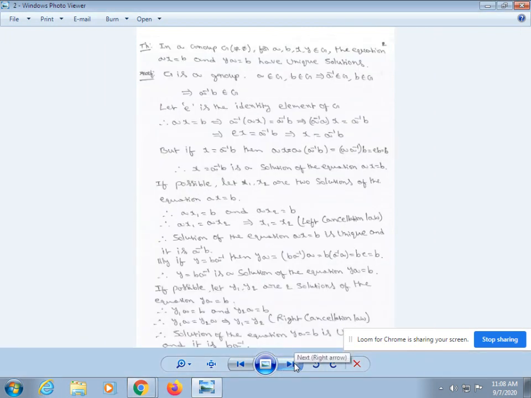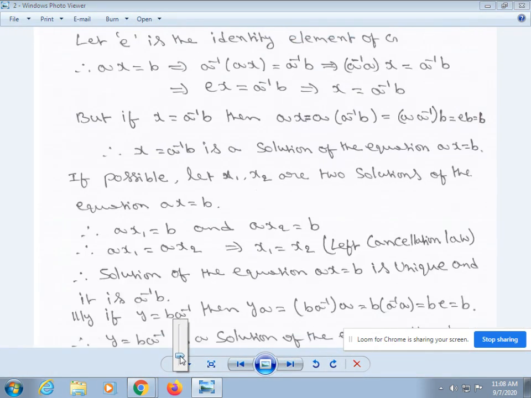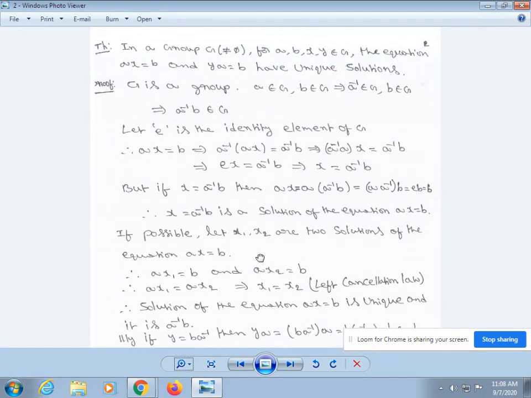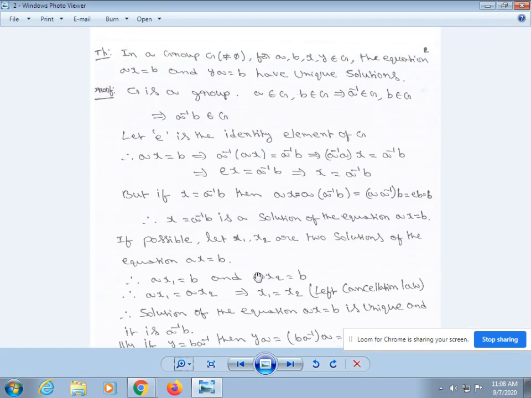Next theorem. In a group G, which is not empty, for a, b, x, y belonging to G, the equations ax = b and ya = b have unique solutions. G is a group. a belongs to G, b belongs to G.